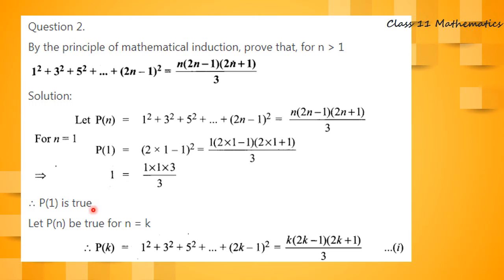Students, now we want to note it. We want to assume P of k is also true. P of k means P of n is true for n equal to k. Assume this. Let P of n be true for n equal to k. Therefore, what is P of k? 1 square plus 3 square plus 5 square plus etc. up to 2k minus 1 the whole square equal to k into 2k minus 1, 2k plus 1 by 3. This is my assumption now. Take it as equation number 1.